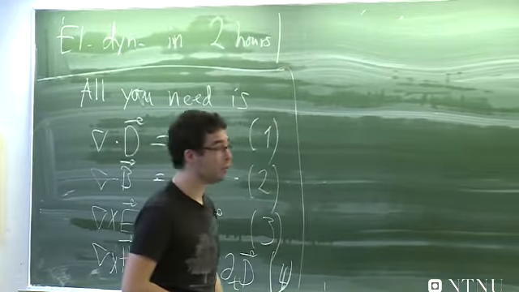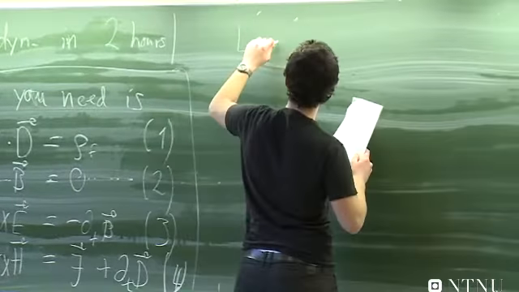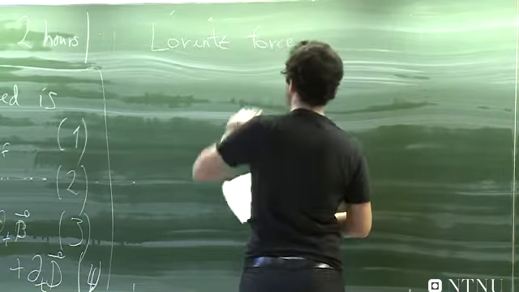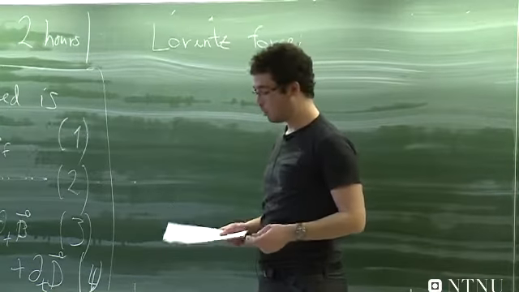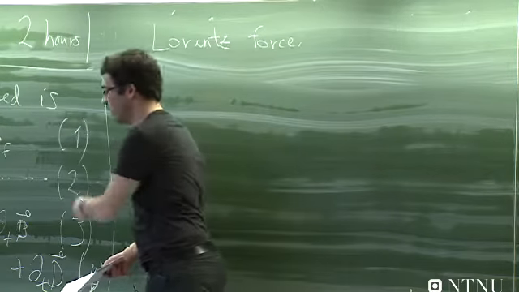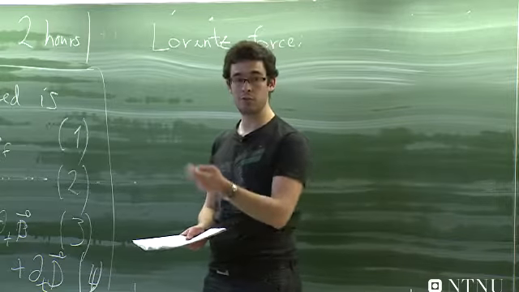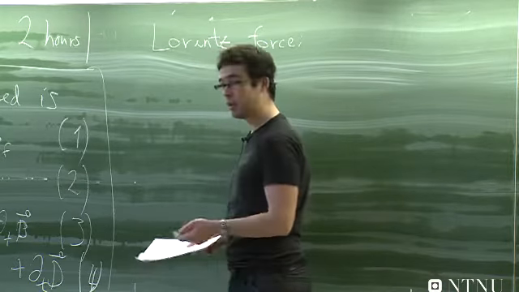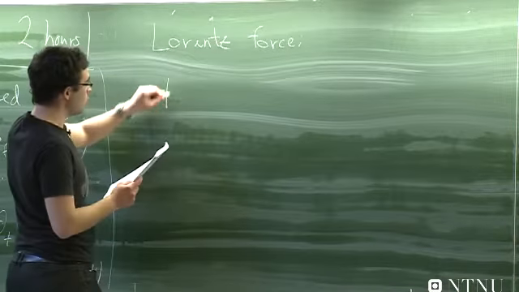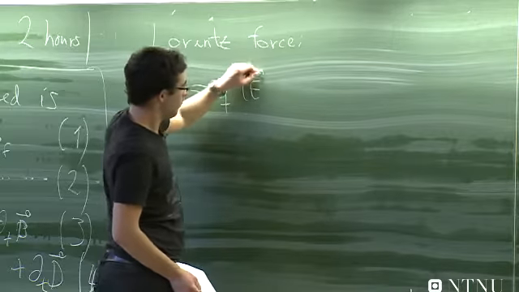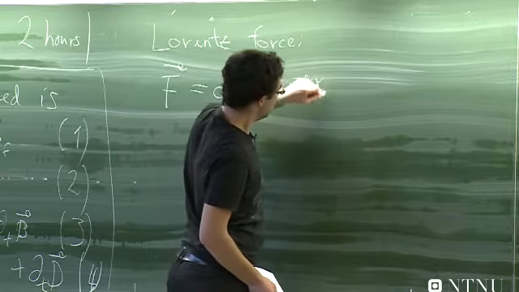Okay, we also need the Lorentz Force Law. And this is to be able to couple what happens in the electromagnetic domain with what happens in the mechanical domain. So if I shine light on something, I exert a force on it, and so on. And to calculate these things, we use the Lorentz Force Law. It's Q times E plus V cross B.